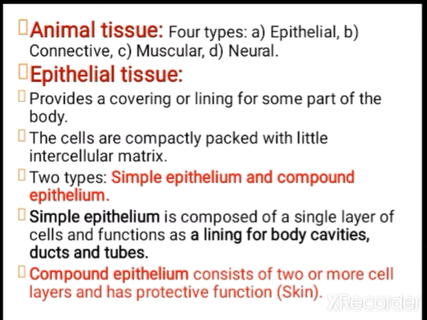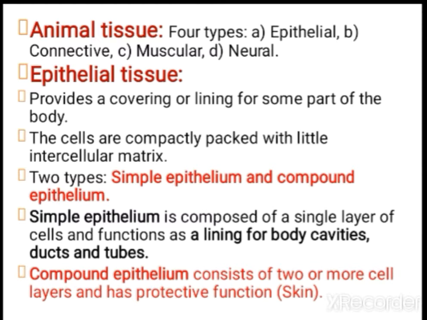Here the epithelial tissue provides a covering or lining for some part of the body. The cells in this epithelial tissue are compactly packed, and the intercellular space, that is the space between the cells, will be less. They have very less intercellular matrix. Matrix means the fluid substance present in the space, you call that as matrix.